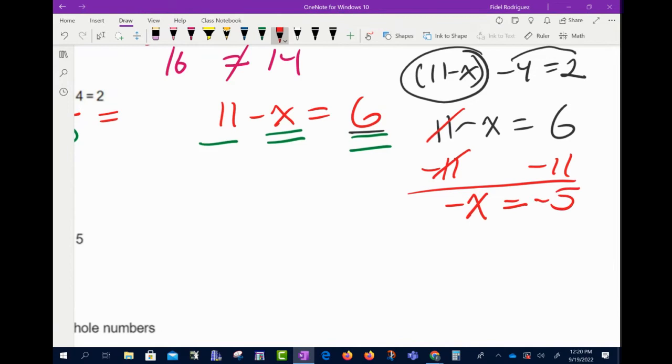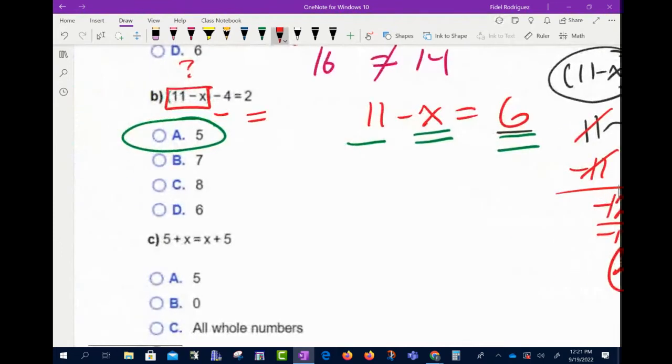6 minus 11, I know would be a negative 5. And I could say, look, the number in front of that x is a negative 1, so I would divide both sides by negative 1, and I would end up with x equals 5. Now, again, you're not going to show this to second graders, right? But how you solve it, it's really up to you.